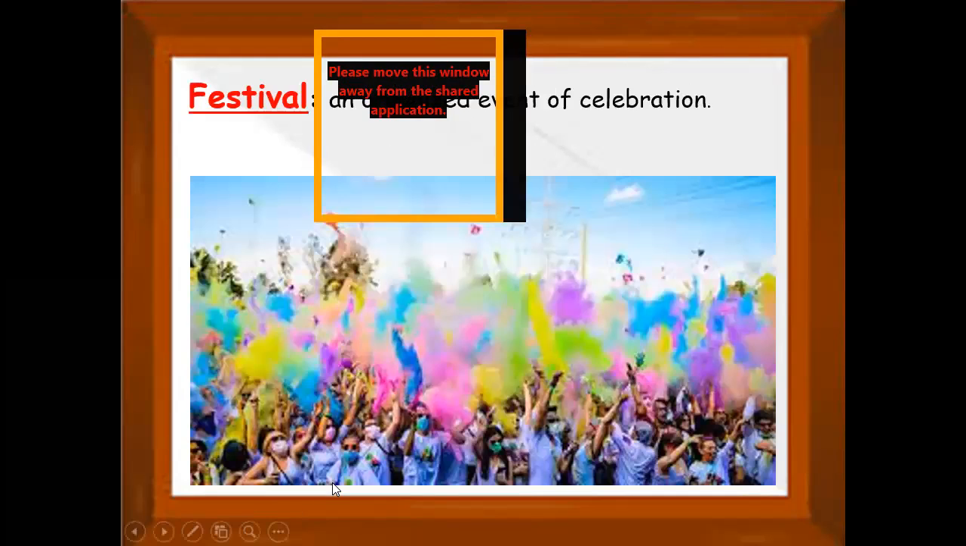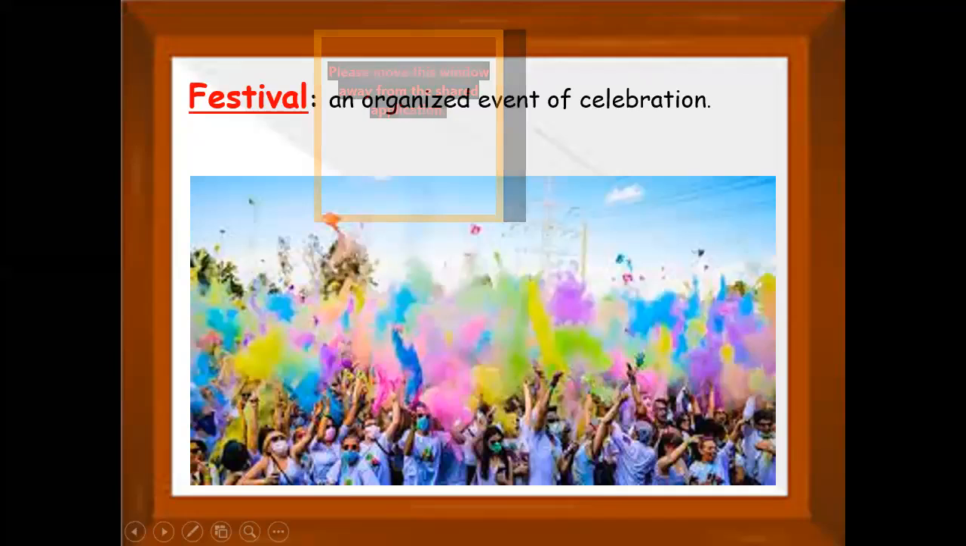Festival. Festival is a big celebration or event. We have Cairo film festival. Also, we have El Guna film festival. So, festival is an organized event or celebration. It may be for colors, for cinema, for series, for a theater, and so on. Many events we can make at the festival.